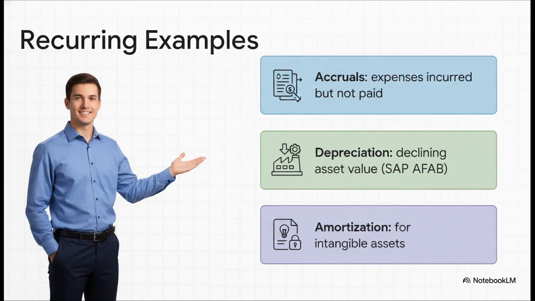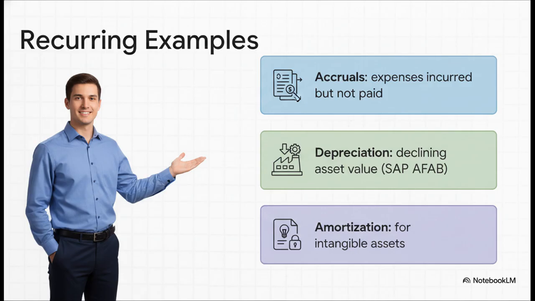The absolute most common recurring entries include accruals. Remember, these are expenses the business has incurred but hasn't actually paid yet, like outstanding interest on a loan or maybe utilities. Another massive category? Depreciation runs. As a company's fixed assets, think heavy machinery or massive office buildings, decline in value over their useful life, you need to record that expense evenly.